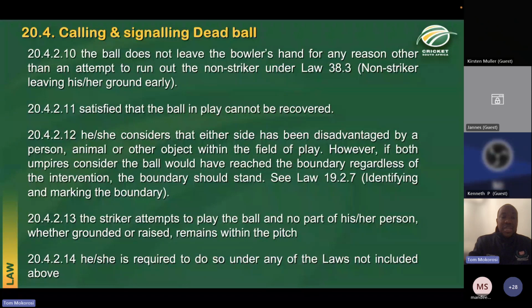And then there's a catch-all phrase. If the umpire is required to call and signal dead ball under any of the laws not included above, then he or she shall do so.